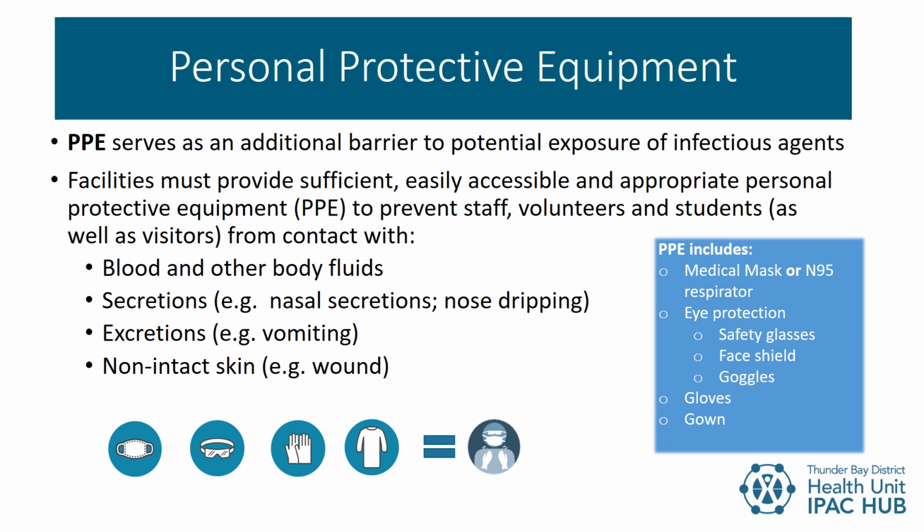All care facilities must provide an adequate supply of easily accessible and appropriate personal protective equipment in order to prevent staff, volunteers, students, as well as visitors from any potential contact with blood and other body fluids, secretions, excretions, or non-intact skin. PPE includes the use of a mask or respirator, eye protection. This can be safety glasses, goggles, or face shields, gloves, and gowns.